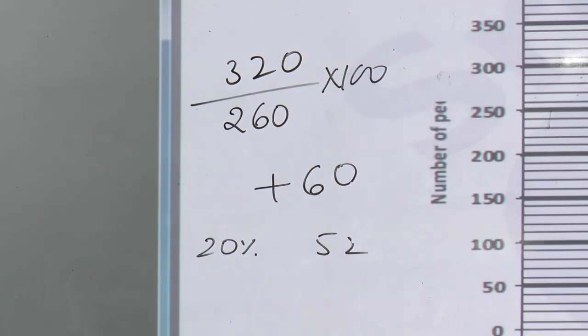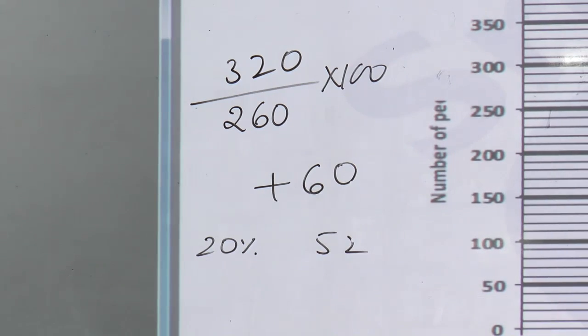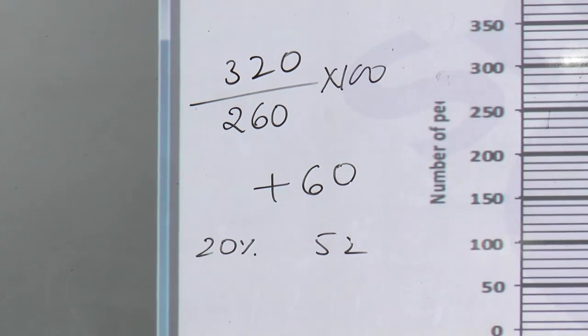Next, the number of people who traveled by train A decreased by what percent from Saturday to Tuesday? Saturday to Tuesday.